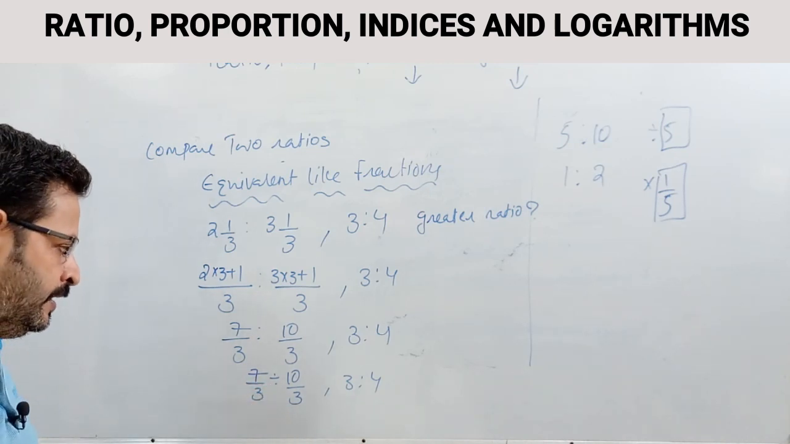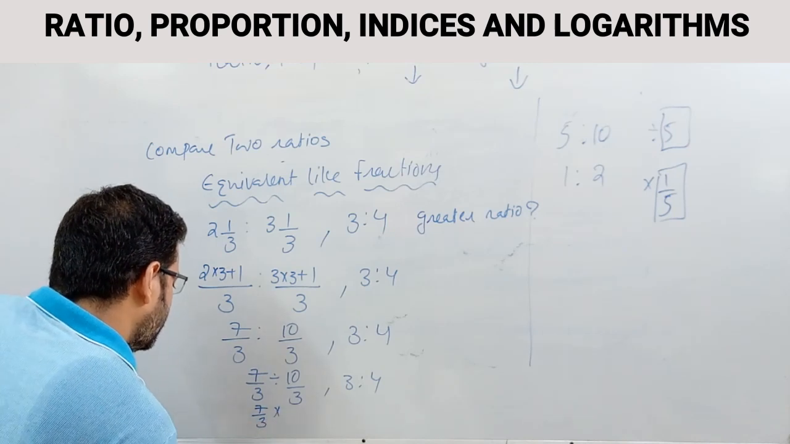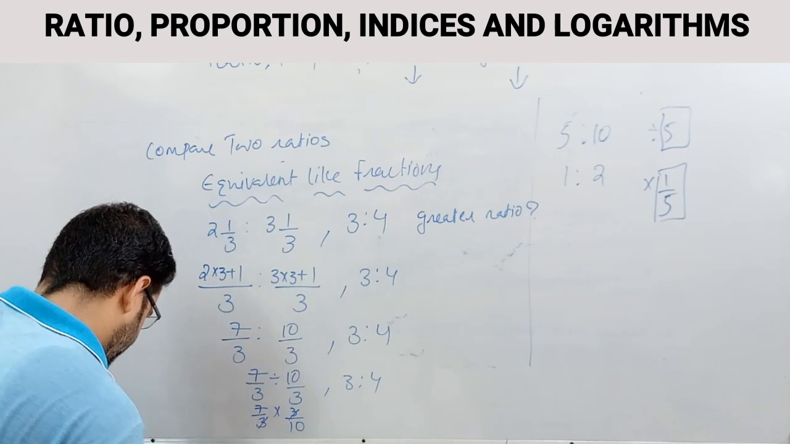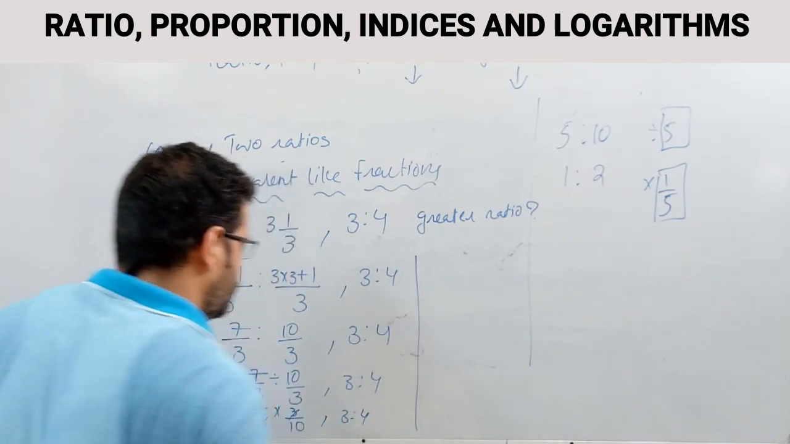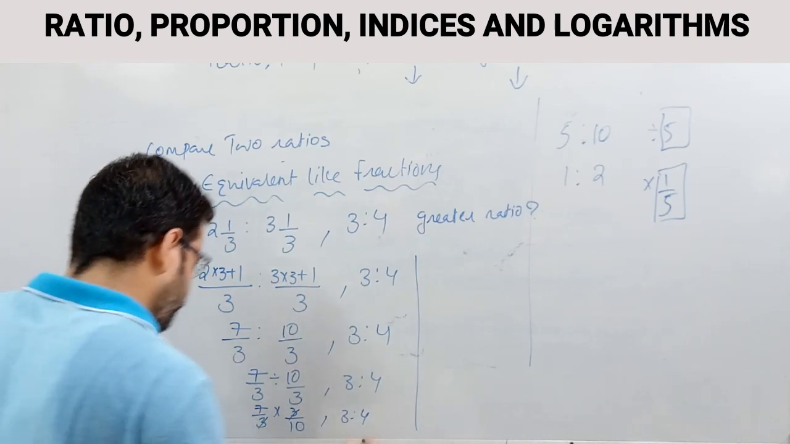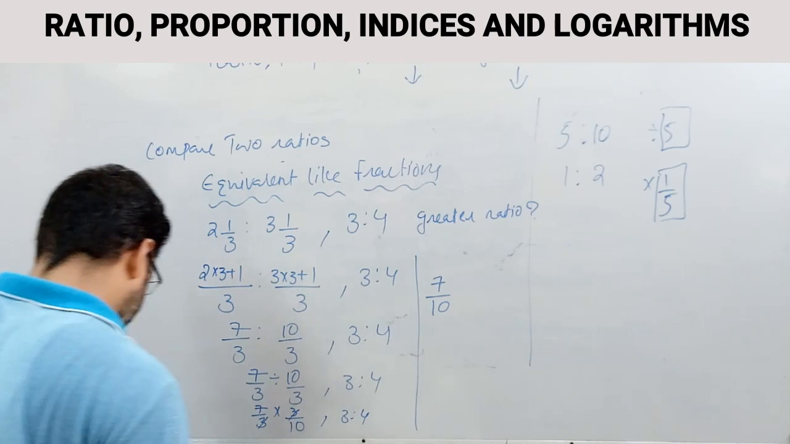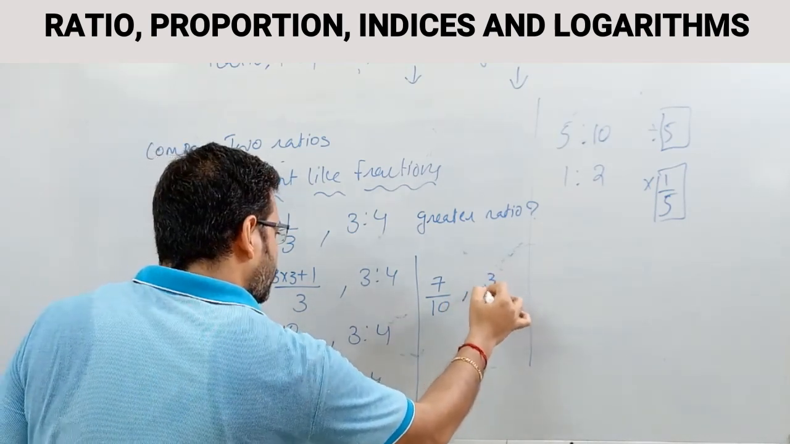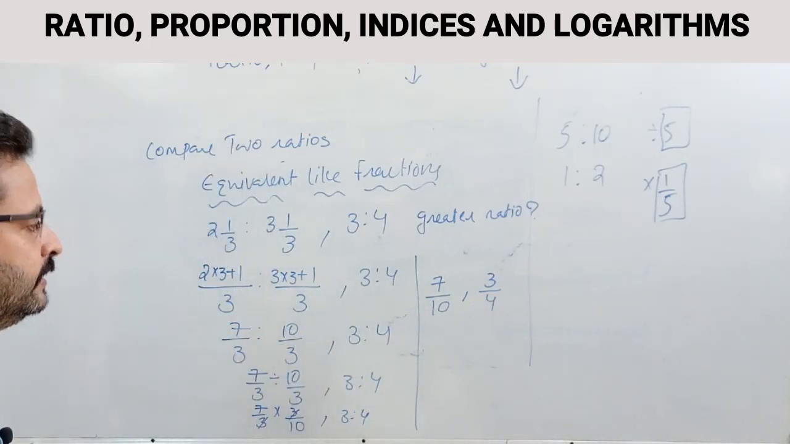Division by a fraction, we can apply this: we can multiply with its reciprocal. Then 3 and 3 get cancelled. Now the ratios become 7 by 10, comma, 3 by 4.